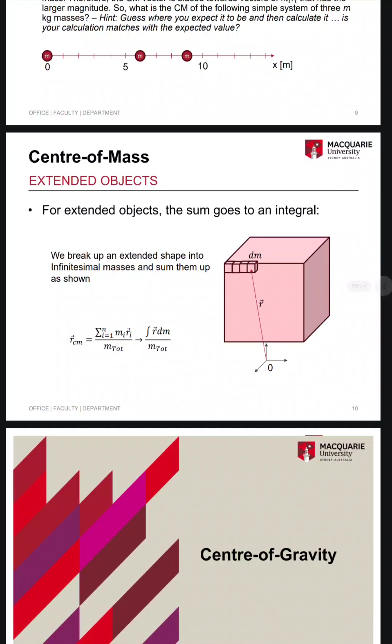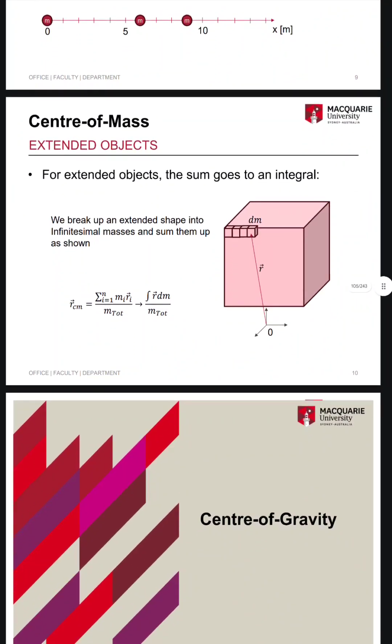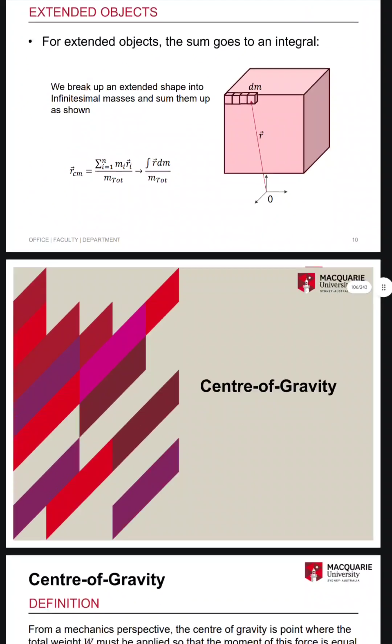Center of mass, extended objects. For extended objects, the sum goes to an integral. We break up an extended shape into infinitesimal masses and sum them up as shown. Rcm equals summation i equals 1 to n of m_i r_i by m total, which becomes integration of r dm by m total.